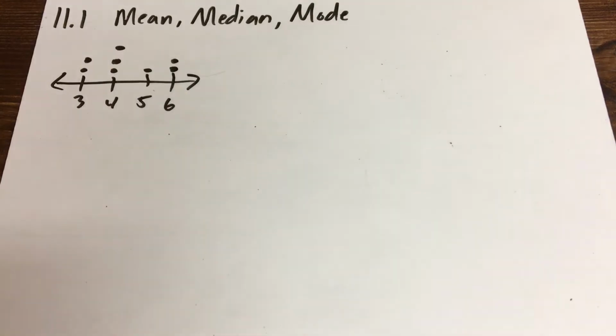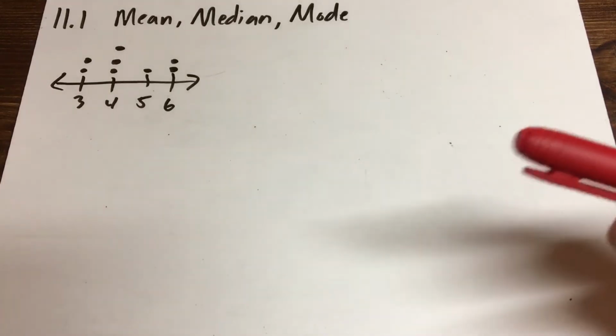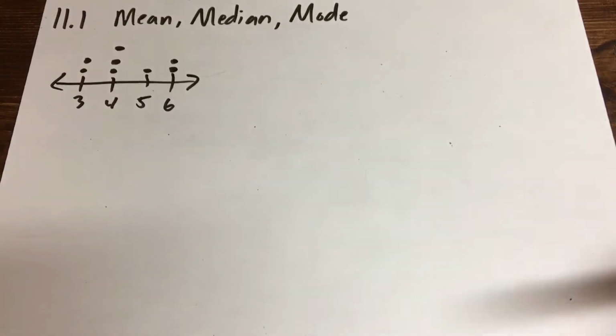So today I've already uploaded the assignment for the Chapter 11 review. I want to do a quick go over of the topics in case you forgot. The first few questions are going to be about mean, median, and mode. At this point, you should know how to do mean, median, and mode. I'm not going to explain that.